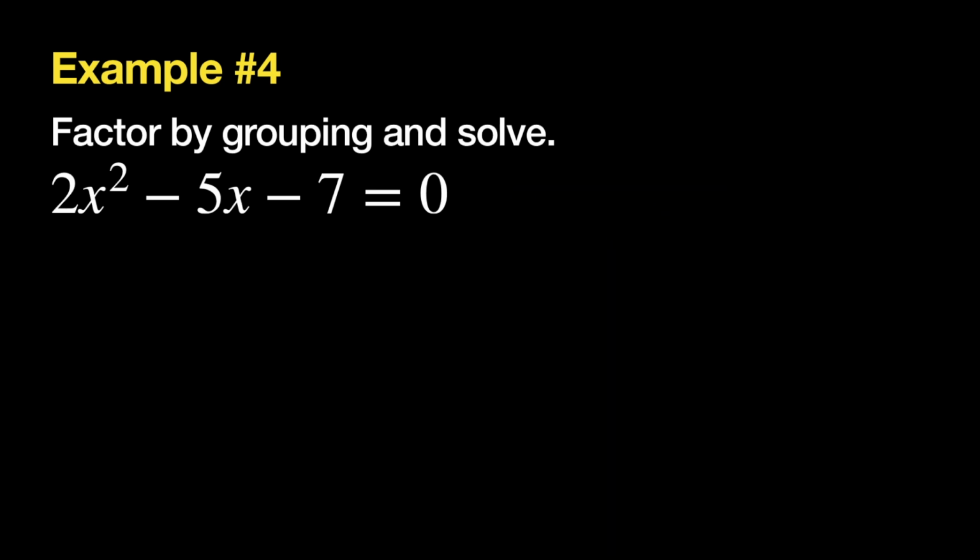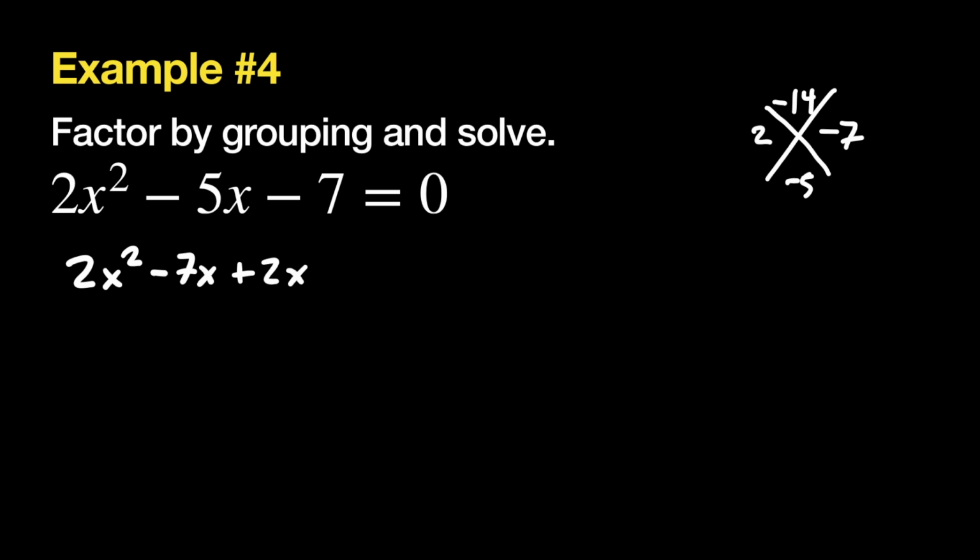Let's look at the same problem, but we're going to do something slightly different. So in this case, we know that the two numbers that we get, again, we have the negative 14 and negative 5, and we are going to say positive 2 and negative 7. Now we're going to change the order. So we're going to put 2x to the second minus 7x plus 2x minus 7 is equal to 0.